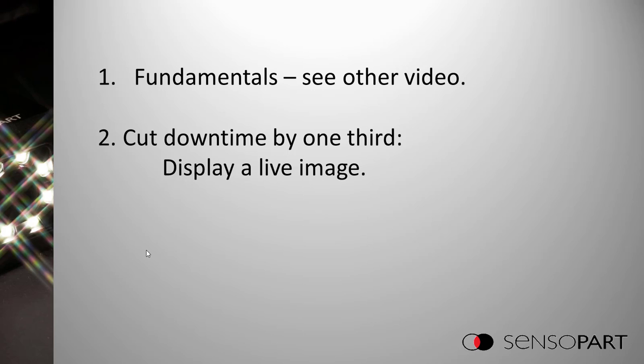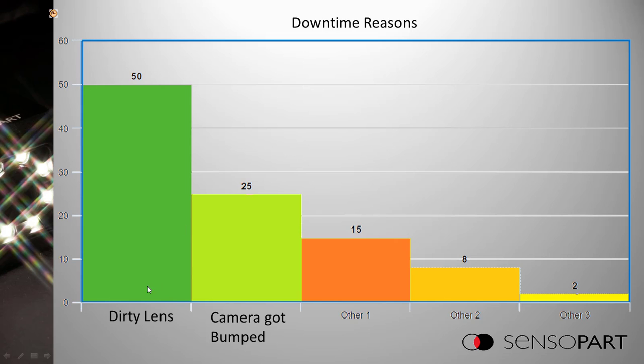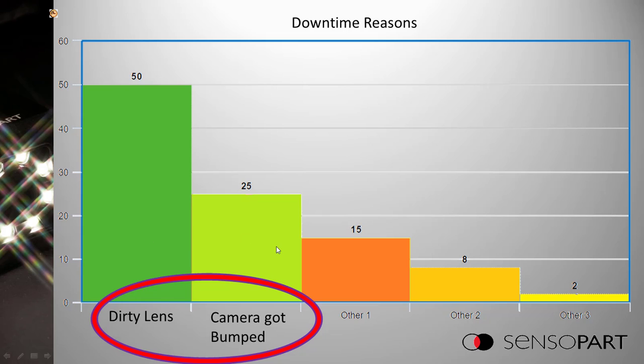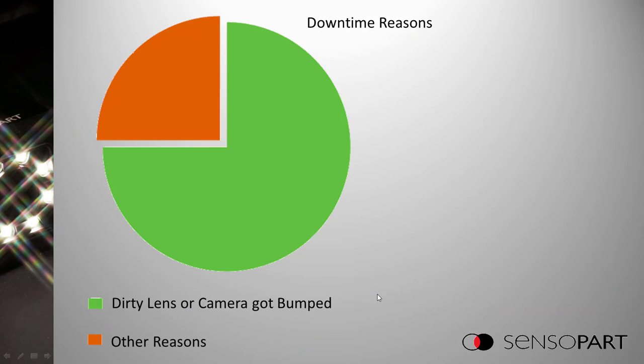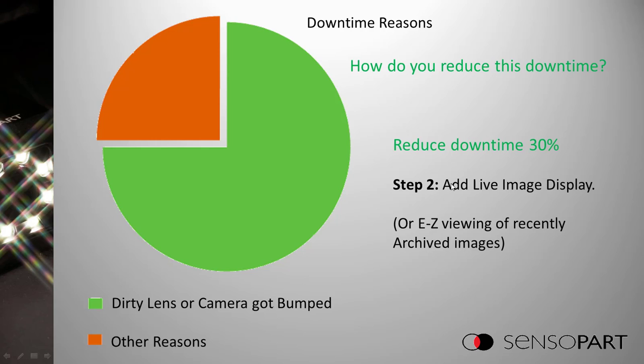Display a live image. That's the next part we're going to talk about. And here's why. If you do a Pareto diagram of all the different downtime reasons, you find that a dirty lens and the camera getting bumped are the two most common reasons. This is a pie chart showing the same thing. What do you do to reduce the downtime? Just add a live display.